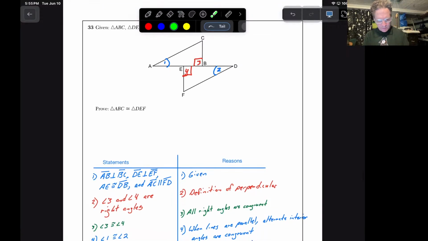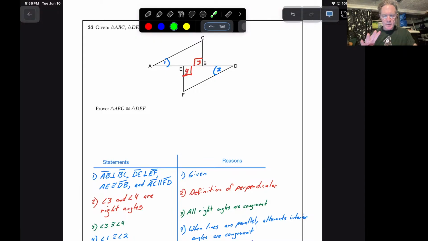So for number 2, angle 3 and angle 4 are right angles. Why? Definition of perpendicular. And then I said angles 3 and 4 are congruent. And why? All right angles are congruent. You could probably consolidate those into one line in your proof. I saw students that did that and got full credit. So that's fine. So like you could say angle 3 is congruent to angle 4. Why? Perpendicular lines form congruent right angles as your reason. That's fine too. I just wanted to be super specific. So there you go. That right there probably gets me at least a point, right, out of 4.